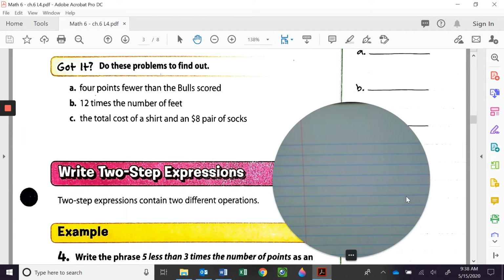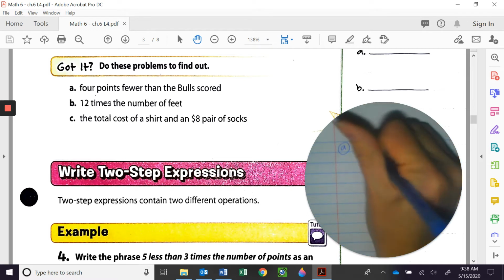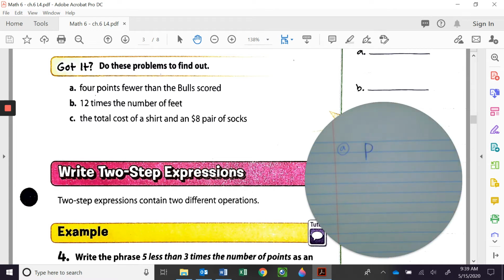So let's look at a couple of examples here. Let's look at A. It says 4 points fewer than the Bulls scored. We could use P for points, S for scored. It really doesn't matter, so I'm going to use P for points. And because it's 4 points fewer, we're going to subtract 4.